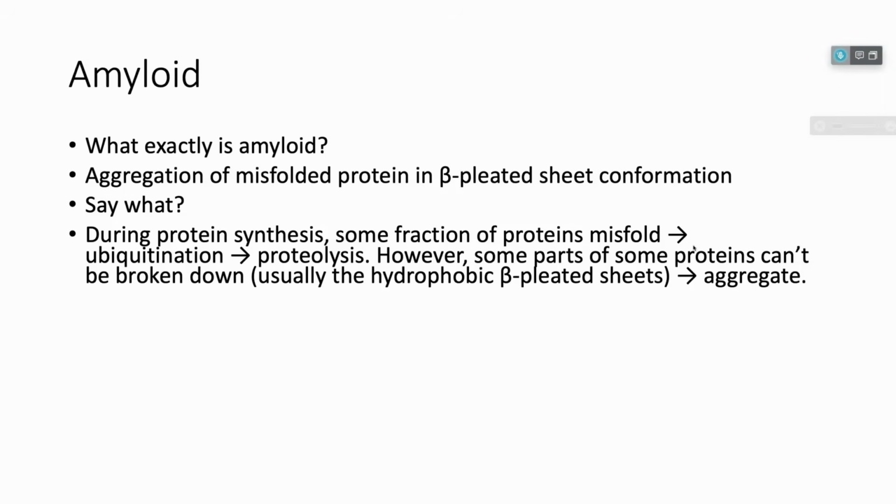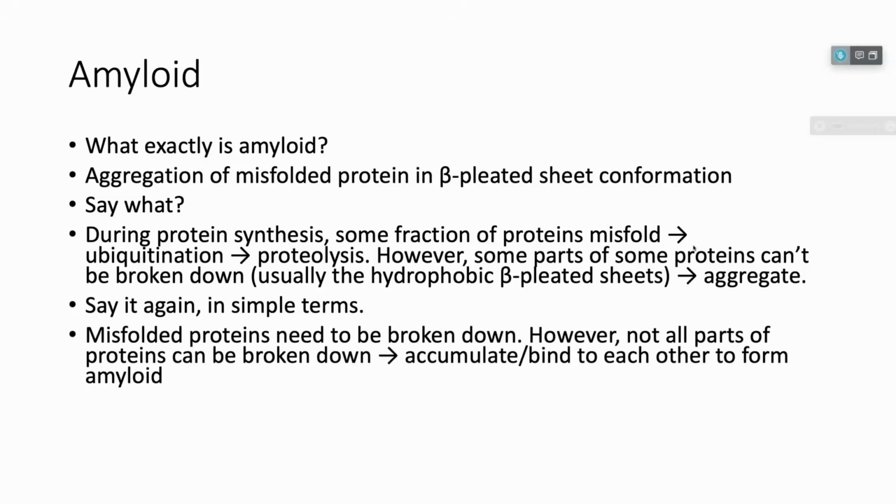And it kind of makes sense, right? Because if something isn't soluble, if something isn't dissolved in the blood or in the cell, it would make sense that a protein wouldn't be able to necessarily degrade it, something like that solid inside of the cell. So in simple terms, a misfolded protein needs to be broken down, so it's ubiquitinated. However, not all the parts of the proteins can be broken down. Those parts that can't be broken down will accumulate and bind to each other to form amyloid.